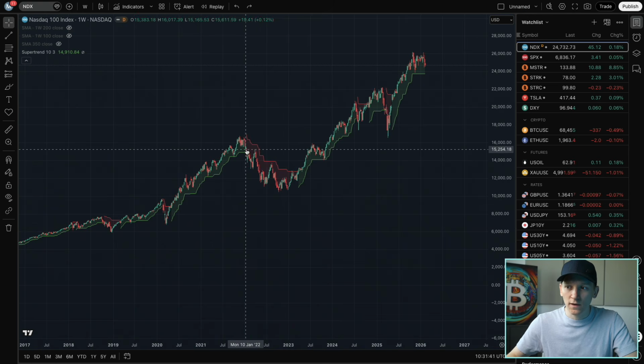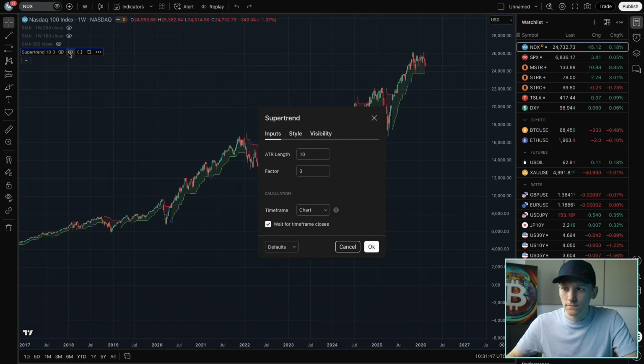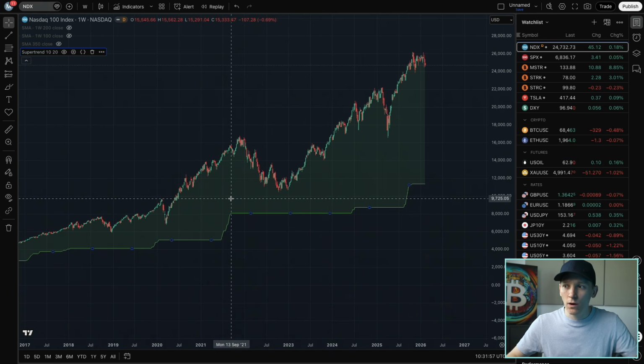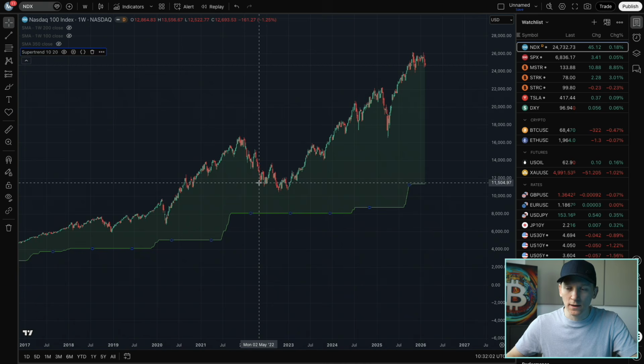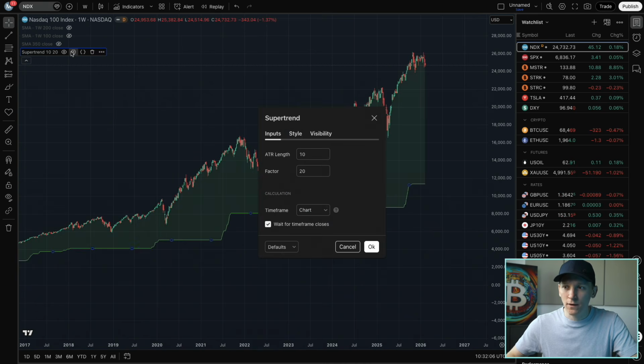Now you can use this super trend indicator to follow the price more closely or actually be further away. So if you go to settings, it's the factor right here. So ATR length, I'd keep this as is, but factor, if I change this to something like 20 and press OK, notice how we are allowing for way more volatility in the price, right? So there is no change in the trend here. Obviously, that's way too far away. So let's go to something else.